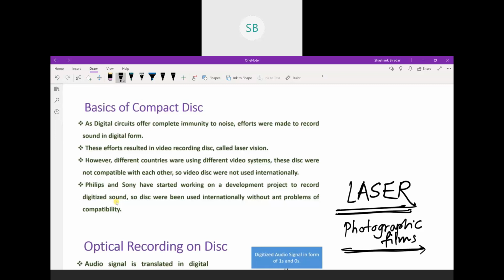So efforts were made to record the sound in digital form. Here we are converting the audio signal into digital format. These efforts resulted in a video recording disk called laser vision, because here we are using the laser, that is the important parameter. So basically how are we doing this?